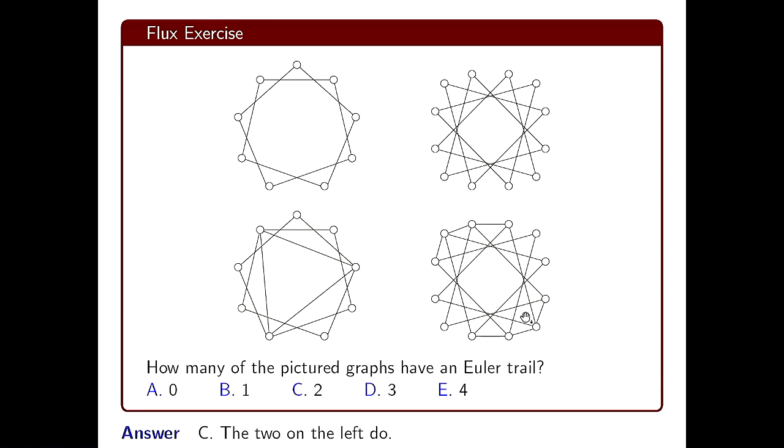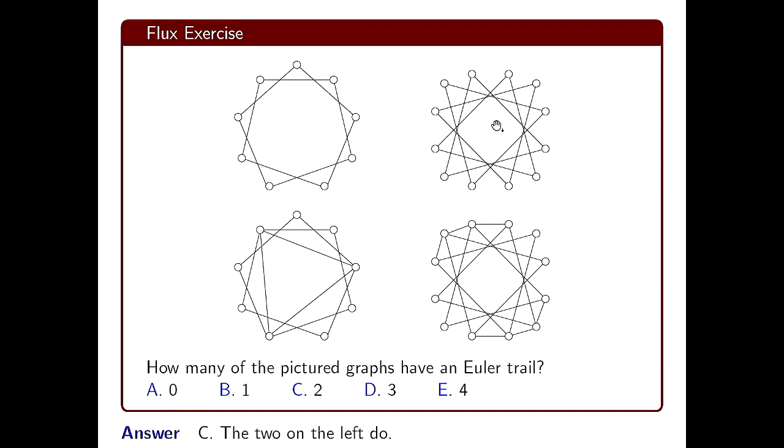I think most people probably recognize that this one didn't, right? Because we've got one vertex of degree 3, another vertex of degree 3, another vertex of degree 3, another vertex of degree 3. So too many odd degree vertices to have an Euler trail. So this one doesn't.